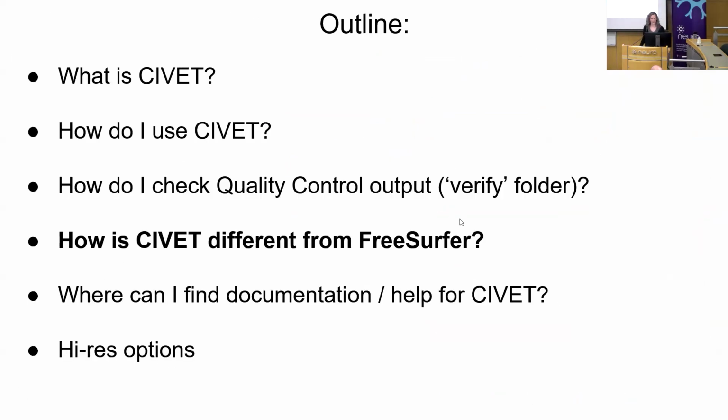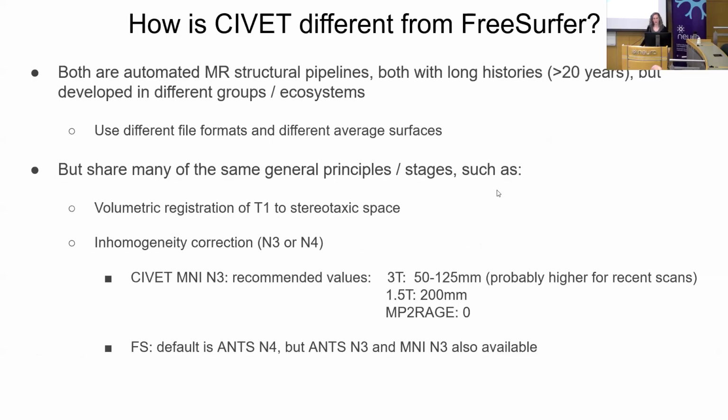Okay, so many of you might be wondering how is CIVET different from FreeSurfer? And I think we're both going to touch on this a little bit. I'm not really here to promote FreeSurfer, but I wanted to do a little bit of a comparison. So both are automated MRI structural pipelines. They both have very long histories, over 20 years, but they are developed in different groups or software ecosystems. They use different file formats and they have different average surfaces.